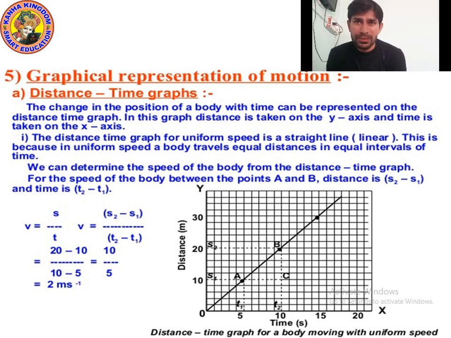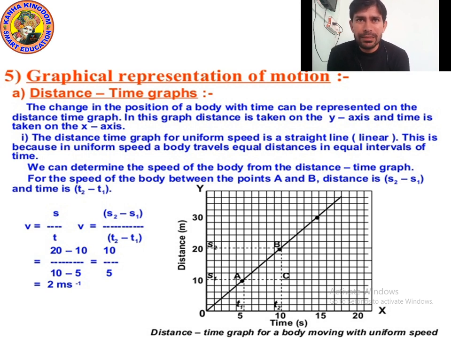We know the formula of speed is distance upon time, which means v is equal to s upon t. The time frame will give us the value of speed. So here we will take the change, T2 minus T1.